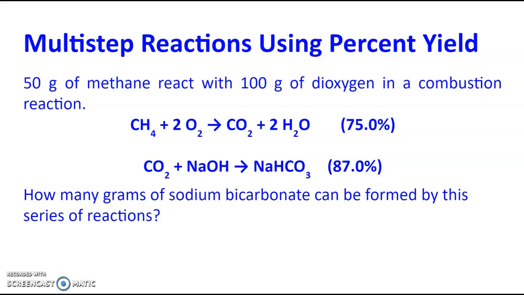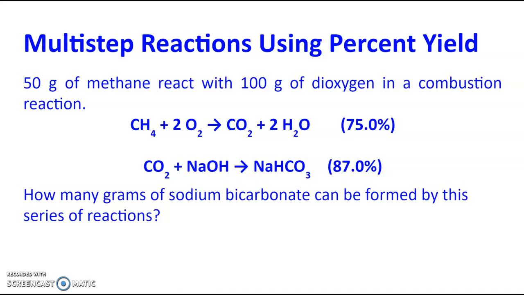Now, multi-step reactions can have many steps. This example we're going to look at has 2, but you can have a multi-step reaction that has 3 or 4 steps where the product from the previous step is used as a reactant in the next step. And we'll show how that works in this example.